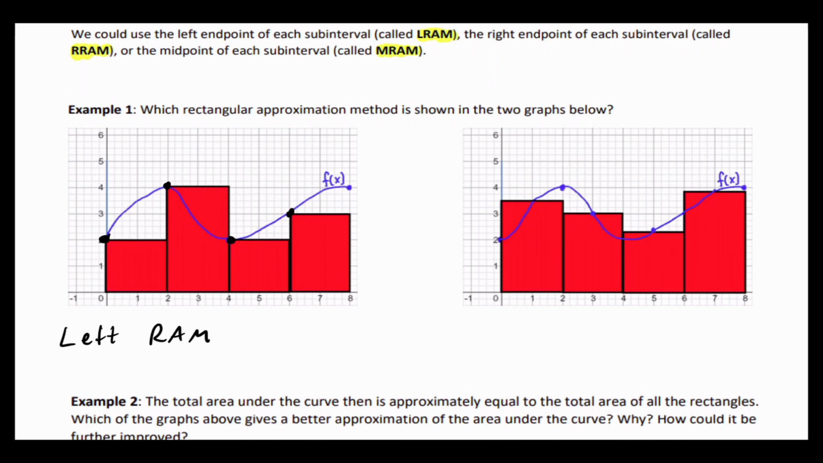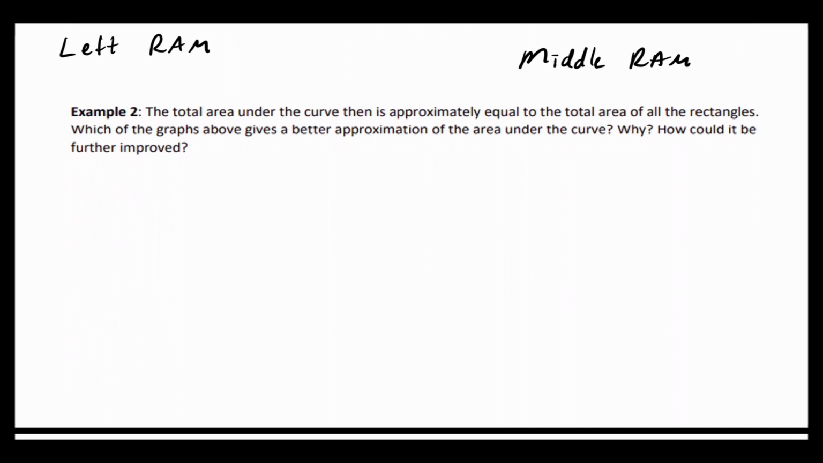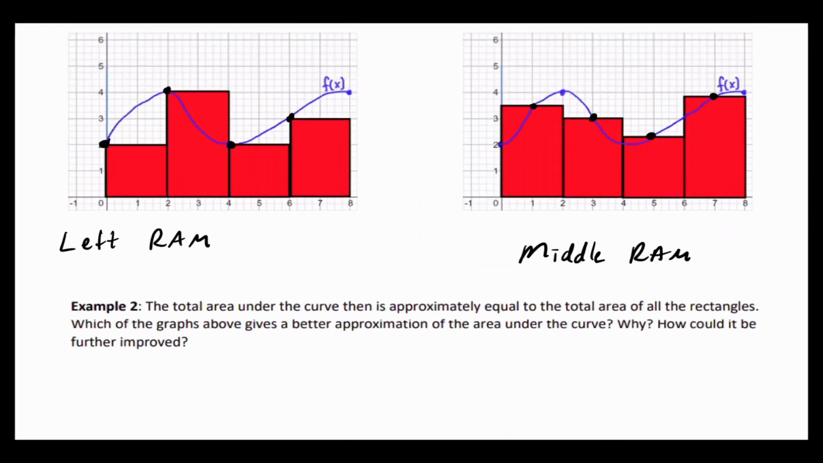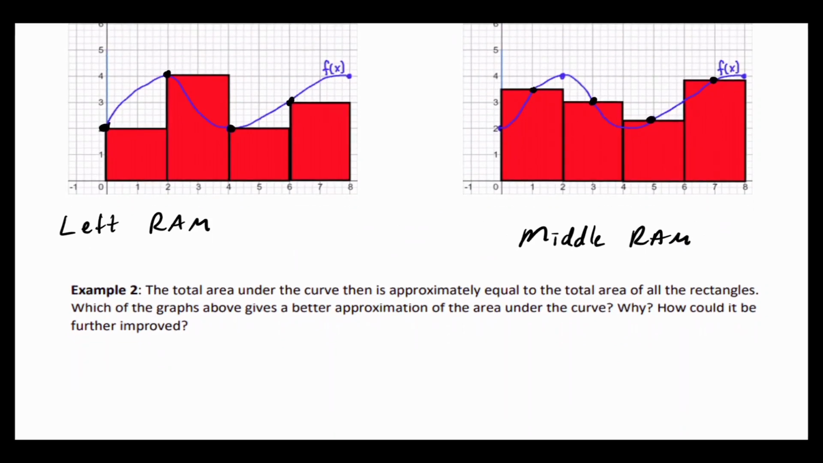Okay, look at the middle one, the one next to it. What part of the rectangle is touching the function? The middle, right? The midpoint of every single rectangle on top. That's an example of middle RAM or MRAM, middle rectangular approximation method. Okay? So the total area under the curve is approximately equal to the total area of all the rectangles. So I find the area of all the rectangles, add them all together. That's the method. Okay? It's not really a sophisticated method, but it is a method.